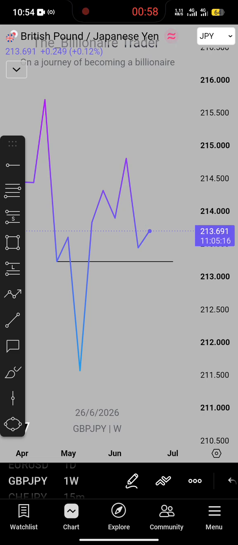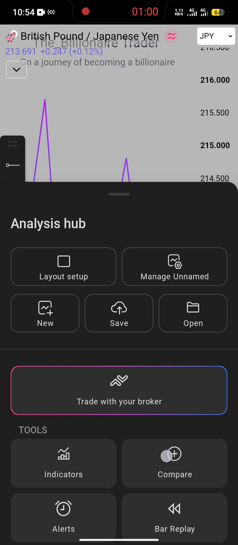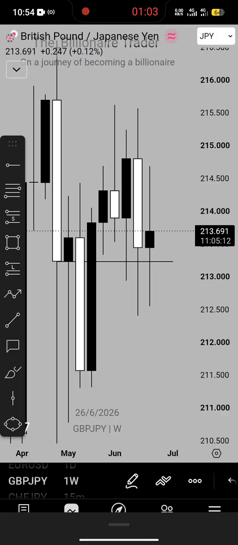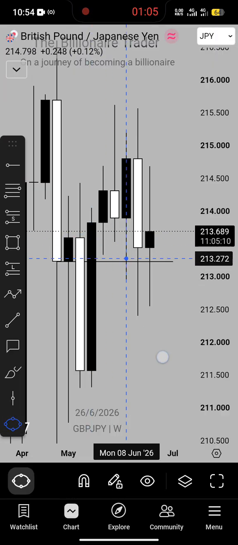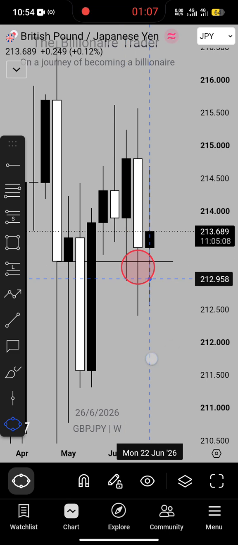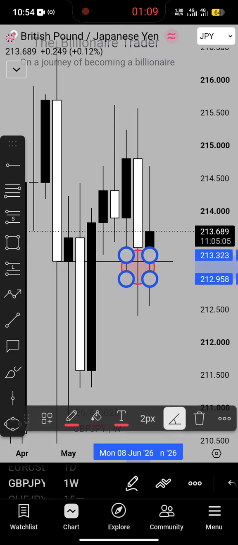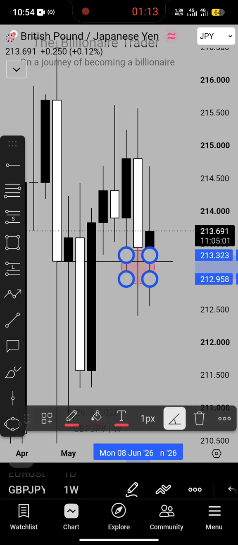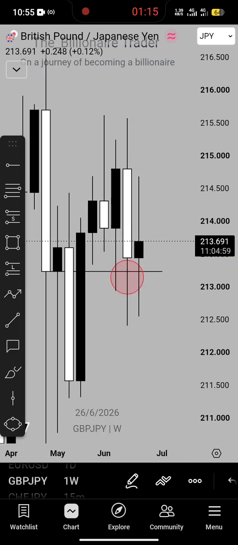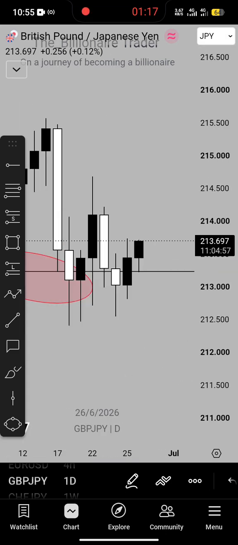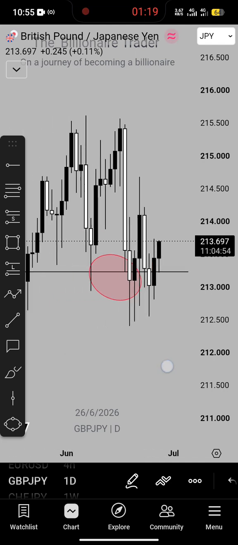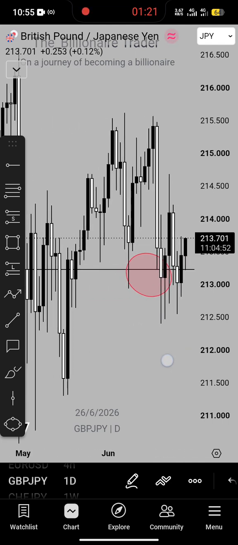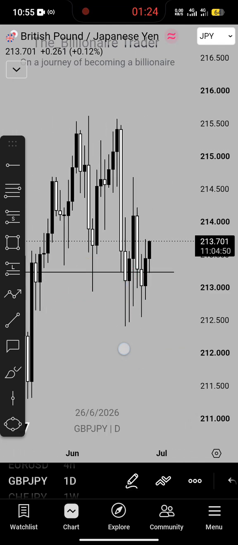So now, having that key level, we have a series of rejections from that key level. We have rejections around there. And as you can see, price is actually rejecting there. So what do we need to do? Going to the daily time frame, I already know that we have weekly reject weekly. So this is daily time frame.